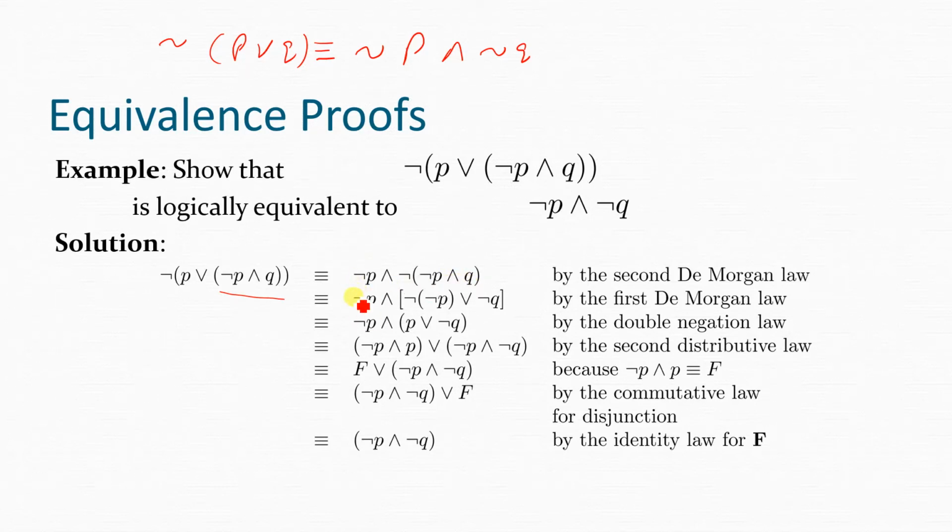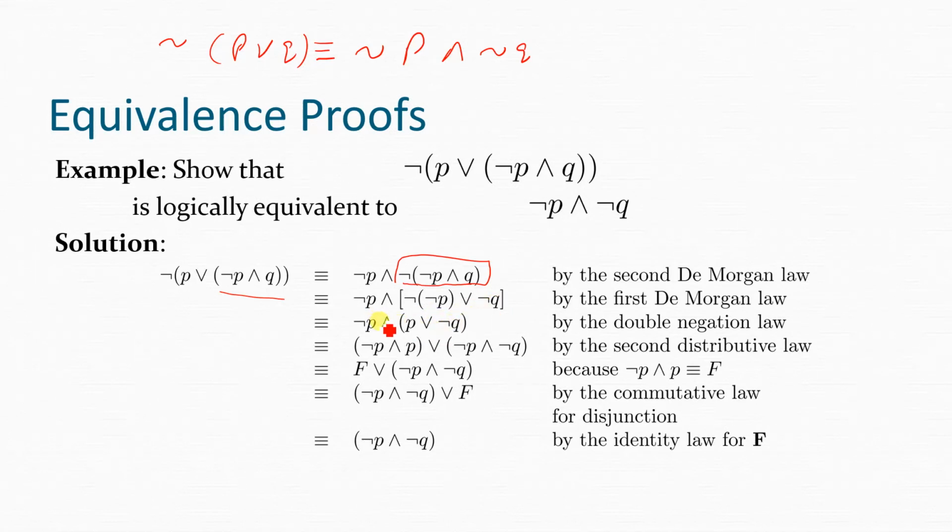Negation P will remain as it is, and now we are going to apply De Morgan's law in this section. By using De Morgan's law, we have negation P, and this and is now replaced by or, negation P or negation Q, so negation of the second proposition. Let's simplify further. Negation P stays as it is, and the double negation law allows us to write P or negation Q.